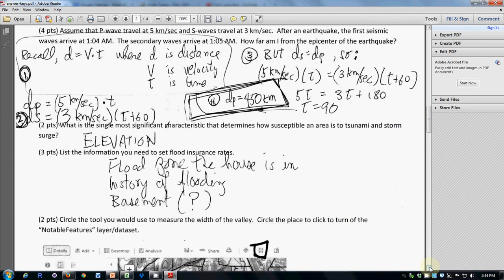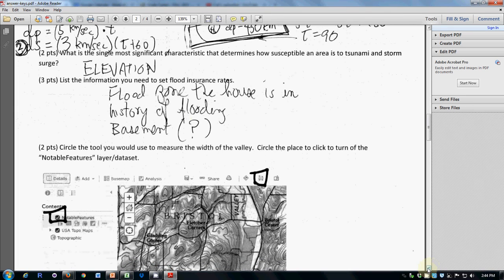This two-pointer right here was a very useful question and idea, because even though we're talking about a tsunami and its occurrence and storm surge and risks and dangers, primarily the actual elevation above sea level that an area is at is the determining factor of how much damage can be expected from a tsunami. And it's a very clear relationship.